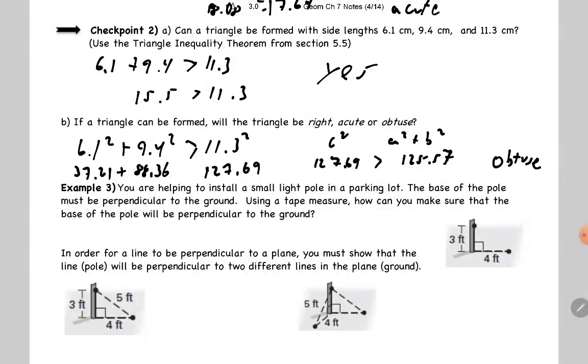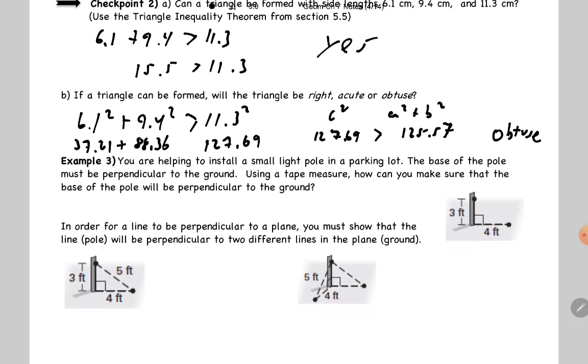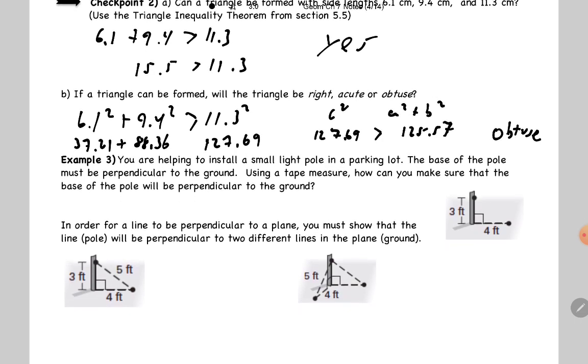Alright, you are helping to install a small light pole in a parking lot. The base of the pole must be perpendicular to the ground, which means a right angle. Using a tape measure, how can you make sure that the base of the pole will be perpendicular to the ground? In order for a line to be perpendicular to a plane, you must show that the pole will be perpendicular to two different lines in the plane of the ground. So you're basically using right triangles.